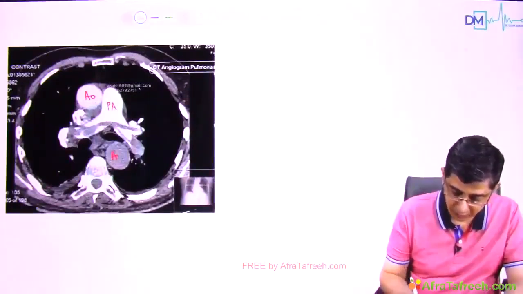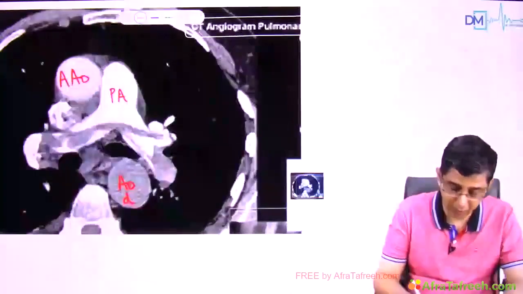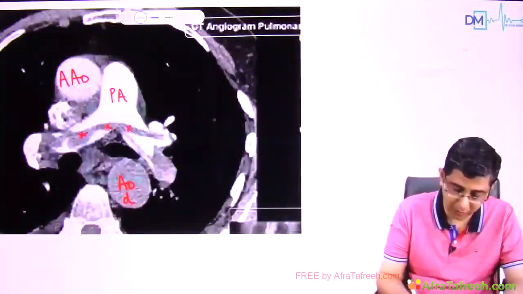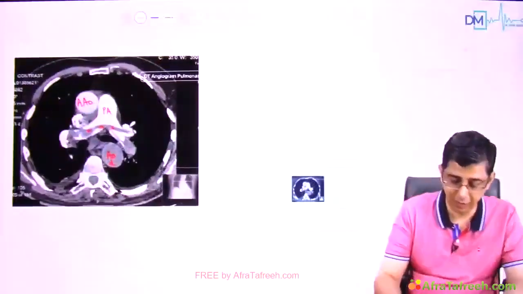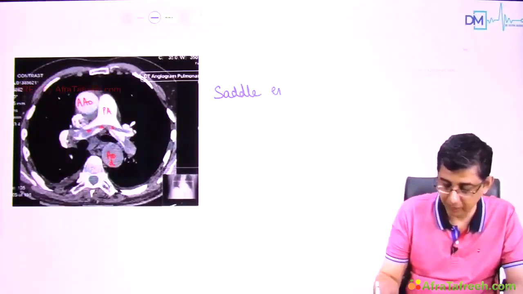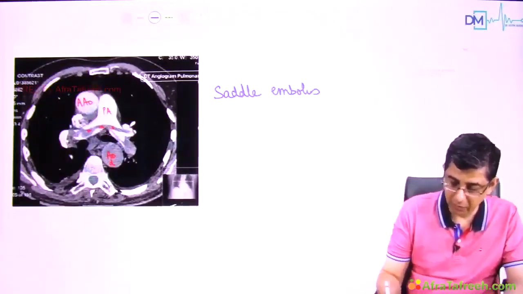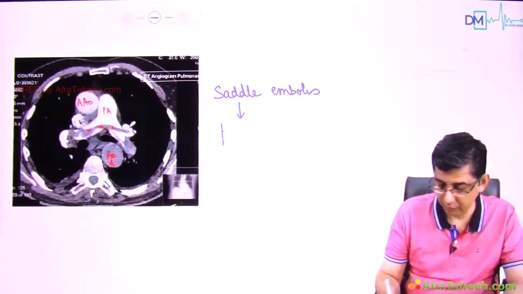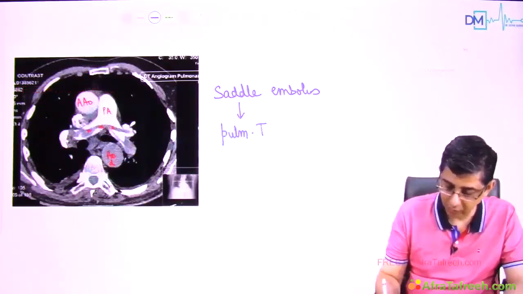This is also the aorta. This is the descending aorta. This is the ascending aorta. And then you can see a very big embolus here. This embolus is like a saddle embolus, I would say. It is sitting at the bifurcation of the pulmonary artery of the patient and therefore is contributing to pulmonary thromboembolism. The saddle embolus is responsible for pulmonary thromboembolism in the patient.